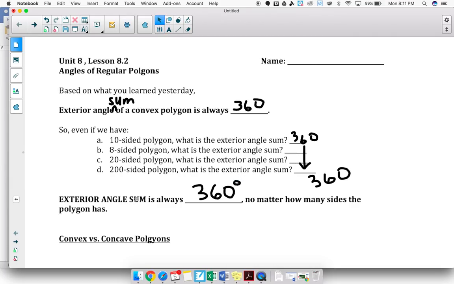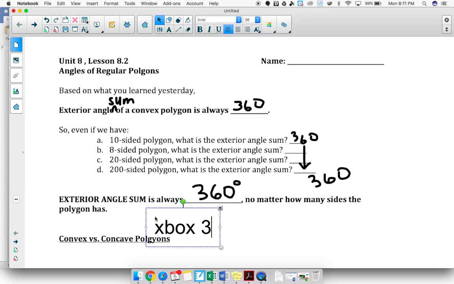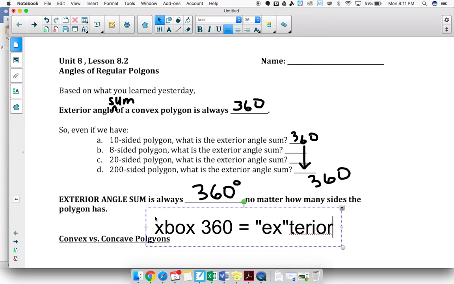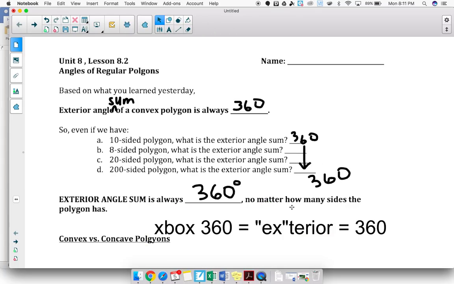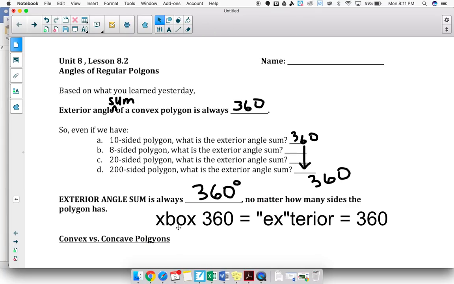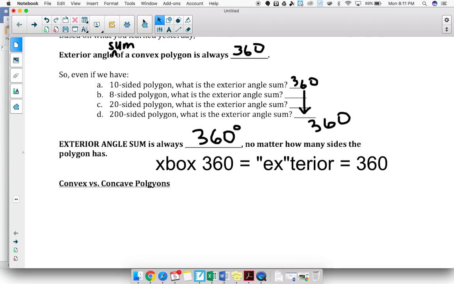So my memory aid for that is to remember the game console, Xbox 360, because exterior angles have a sum of 360. So maybe that's just a little way to jog your memory of Xbox 360, exterior angle sum 360. Okay, so this is going to be true for all of your convex polygons.